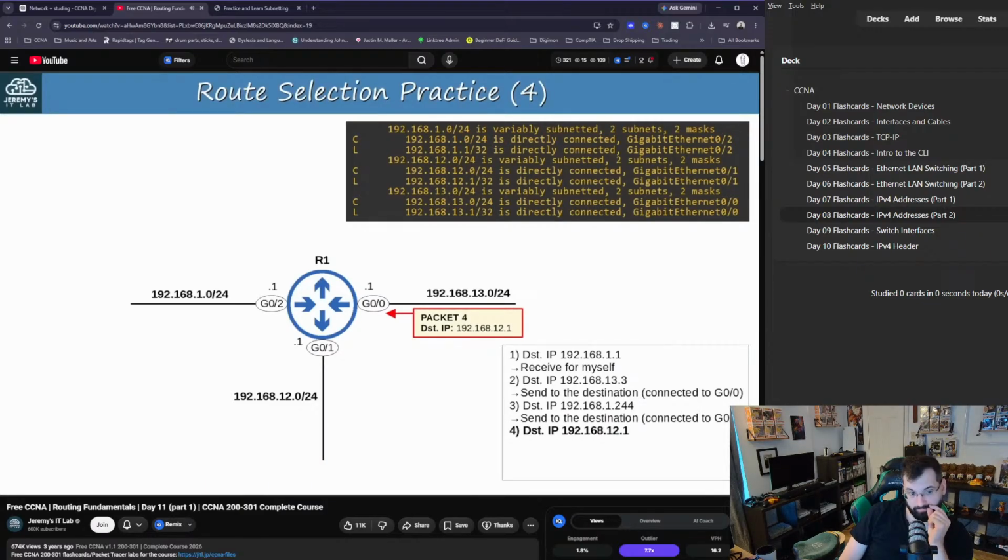And here's a fourth packet, destined for 192.168.12.1. What will R1 do with this packet? There are two matching routes, but the most specific one is this local route for 192.168.12.1/32. So R1 will receive the packet for itself.